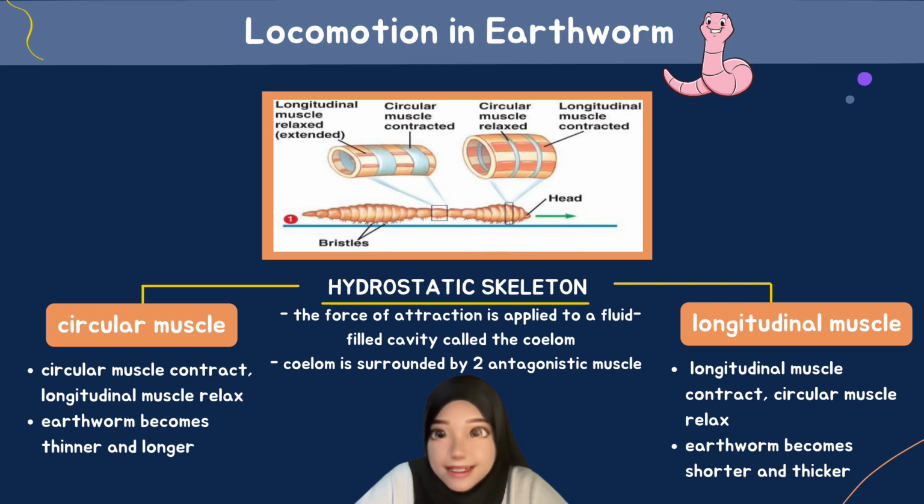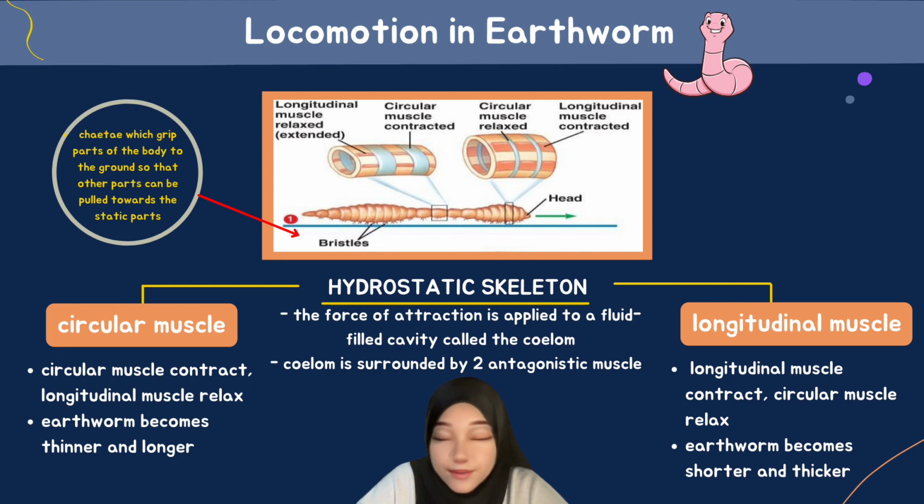Longitudinal muscle is a muscle which extends from one end to the other. When the longitudinal muscle contracts, the circular muscle relaxes, and the earthworm will become shorter and thicker. Not to forget that an earthworm has bristles called chaetae, which grip parts of the body to the ground so that other parts can be pulled towards the static parts.